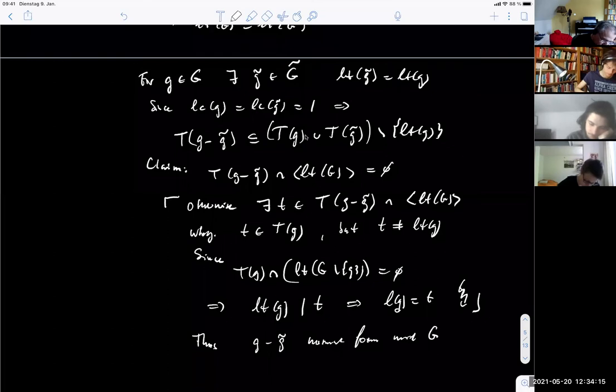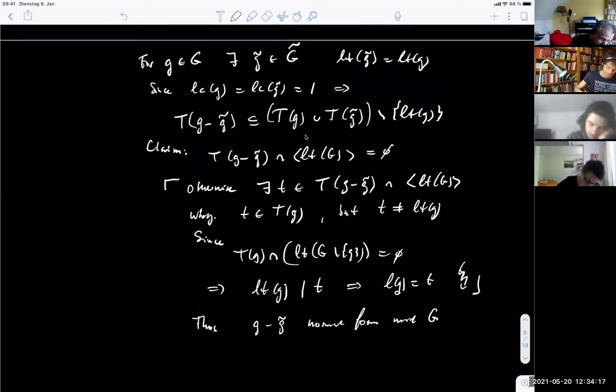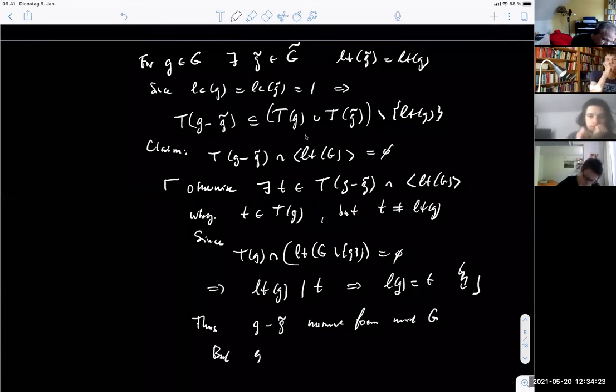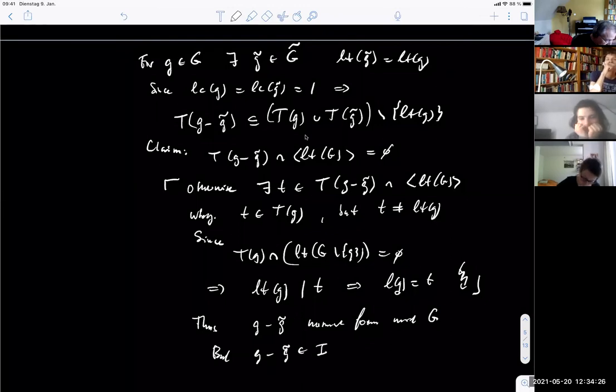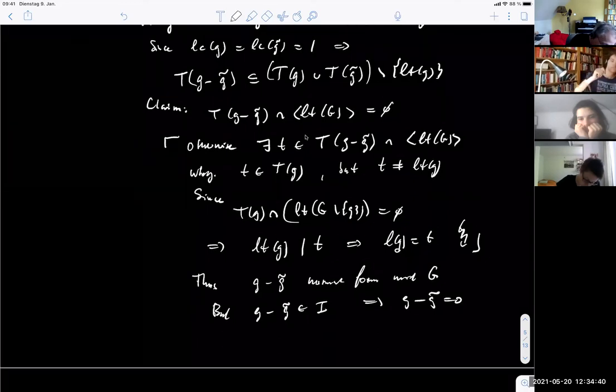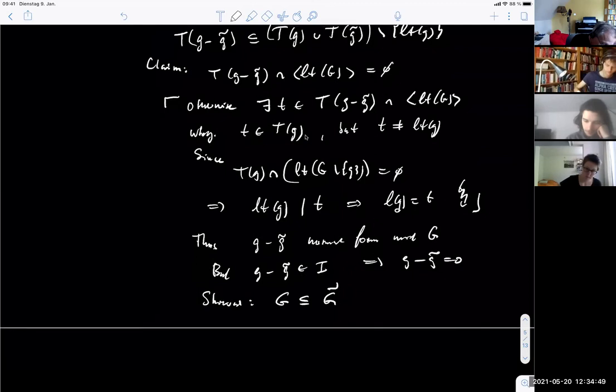Mod G. And okay, but on the other hand, G minus G twiddle is in the ideal, so it must be 0. If you have an element in the ideal generated by a Gröbner basis, its normal form must be 0. So therefore, G is G twiddle, and we showed... G was arbitrary. What we actually showed is this inclusion. And by symmetry, we have equality.